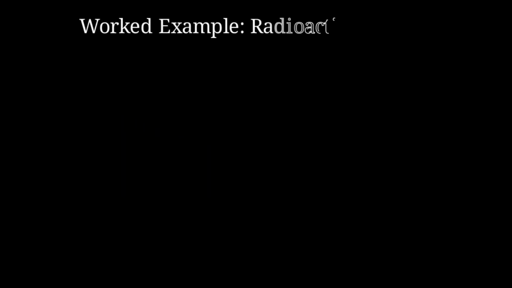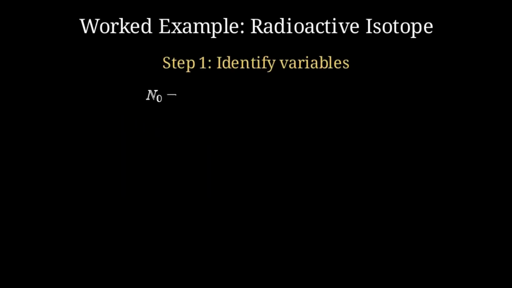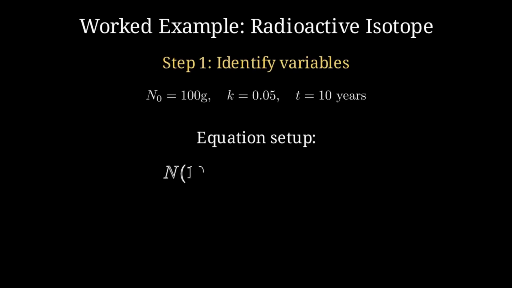Let's solve a problem. Suppose we have 100 grams of a substance with a decay constant of 0.05 per year. We want to find how much remains after 10 years. First, we identify our knowns. N0 is 100, k is 0.05, and t is 10. We plug these into our primary decay formula to begin the calculation.